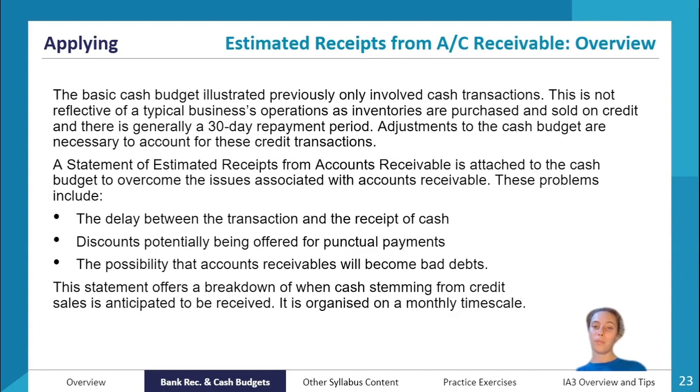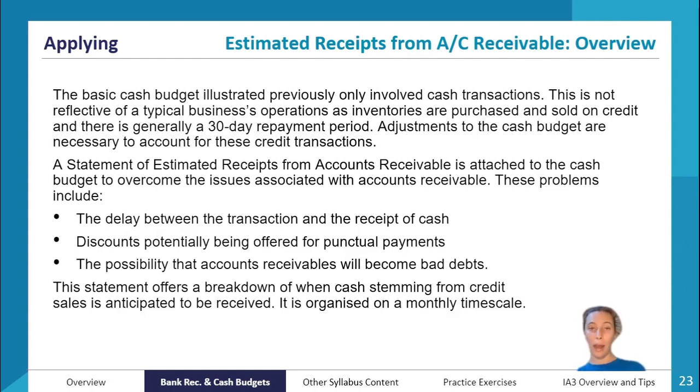So there's generally a 30-day repayment period for purchases on credit, and the adjustments to the cash budget are necessary to account for those credit transactions. So this is where this statement comes in. It's attached to the cash budget to overcome the issues associated with accounts receivable.